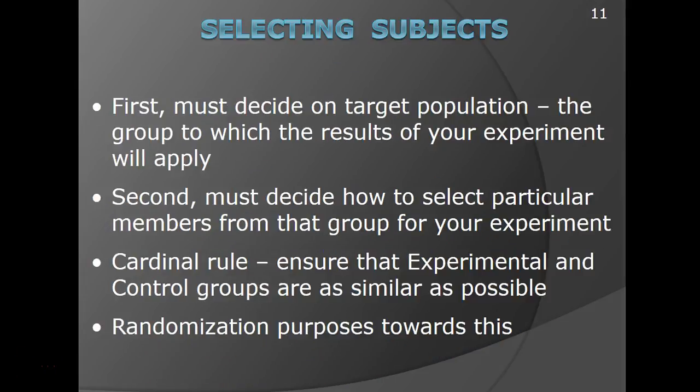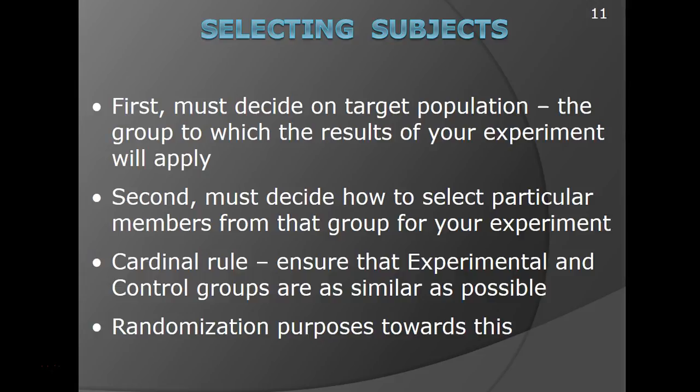Selecting subjects. We've talked about this, about how to get our sample. First, we have to decide on the target population, right? In the case I gave you, we're talking about violent juvenile offenders incarcerated. That's the target population. So this is the group to which the results of the experiment will apply. Second, we need to decide how to select the members from that group for the experiment.